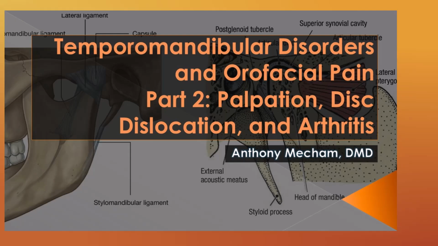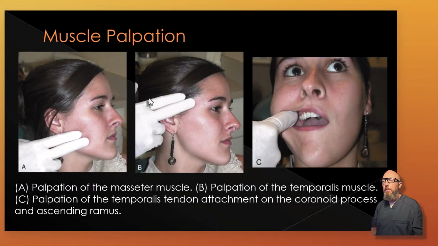This is part 2 of temporomandibular disorders and orofacial pain, where we'll continue with the clinical evaluation, specifically palpation. Then we'll talk about disc dislocation and arthritis. Let's now talk about muscle palpation.